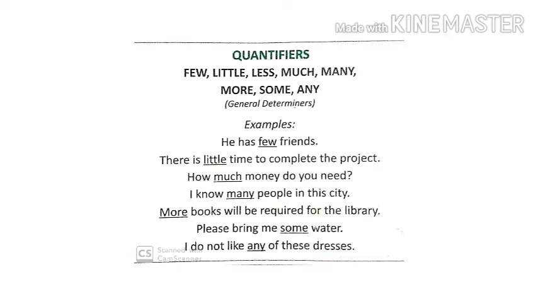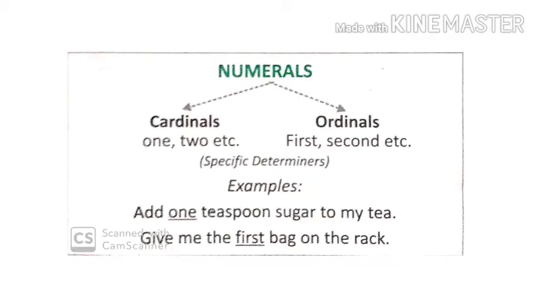For example, he has few friends. There is little time to complete the project. These are quantifiers. Then we have numerals. Numerals are related to numbers. There are 2 kinds of numerals. One, cardinals, 1, 2, etc. Second, ordinals, first, second, etc.